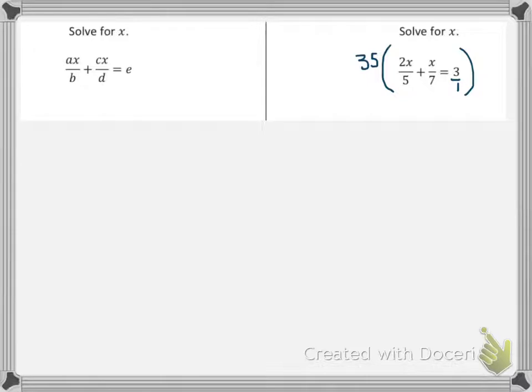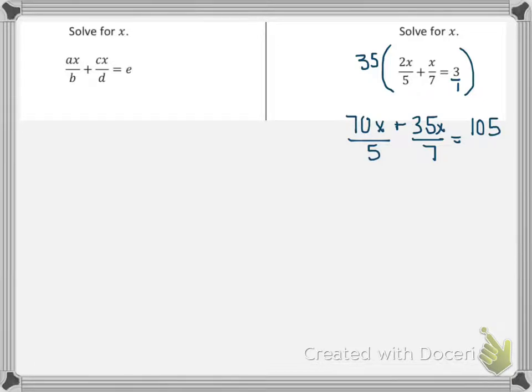So that's going to be 35 times 2 is 70x, plus 35 times x is 35x. By the way, this is 70x over 5 still. And then 35x over 7. And then 35 times 3 is 105. Okay, over 1, or just 105. All right, and now I can simplify.